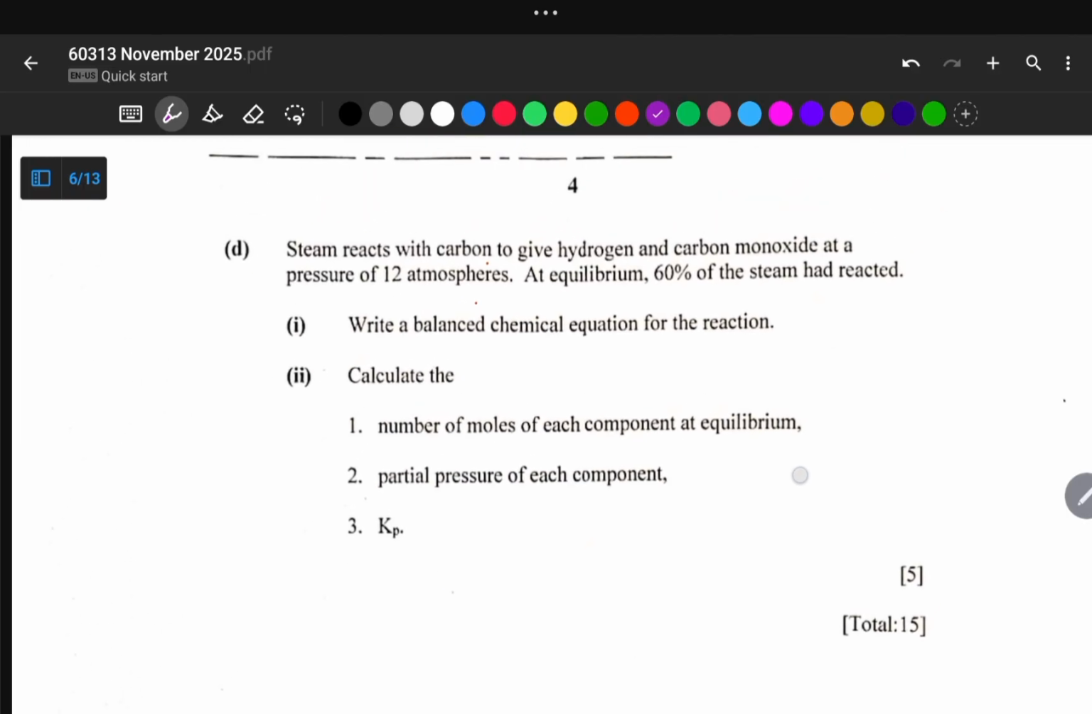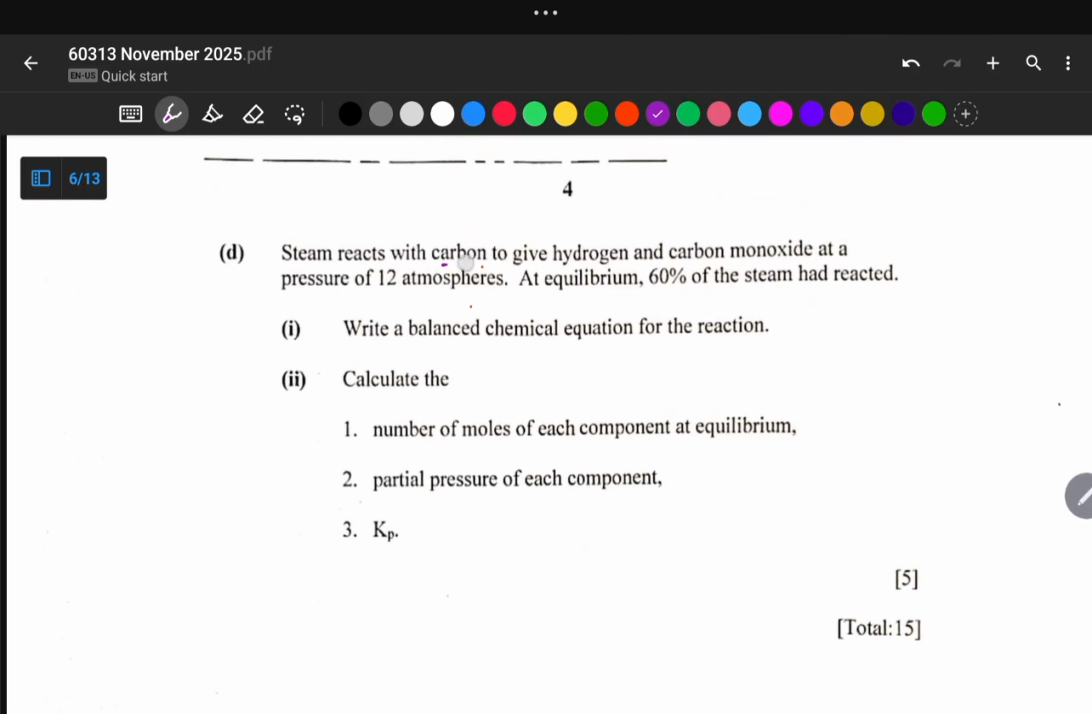So the next part says steam reacts with carbon to give hydrogen and carbon monoxide at a pressure of 12 atmospheres, and then at equilibrium 60% of the steam had reacted, right? So we are required to write the chemical equation for the reaction.